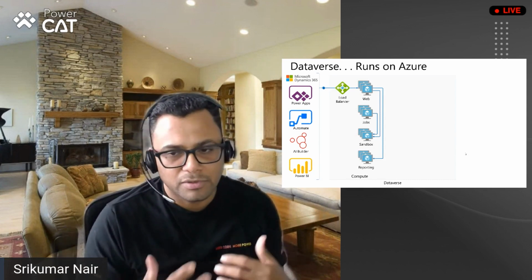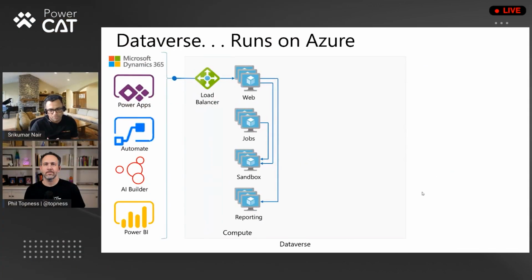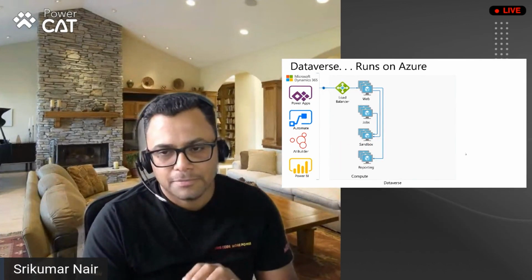And as you can see, even within compute, we have different roles like the web front end, the jobs, the sandbox, and reporting. This is just an example. Again, it's not the whole list of services that we have. We have various microservices that run in a set of islands, and we have to scale this just like any distributed system that you would think about, right?